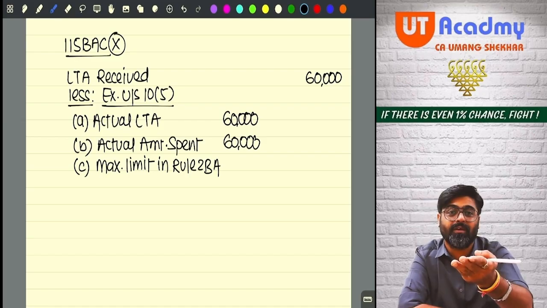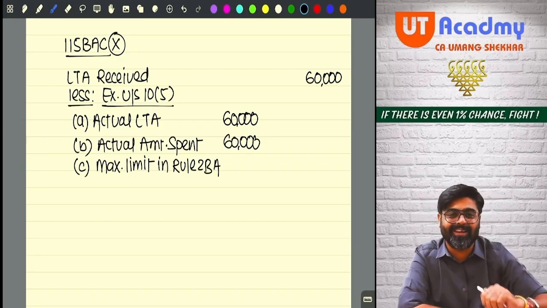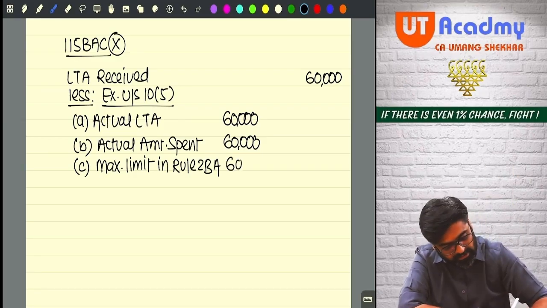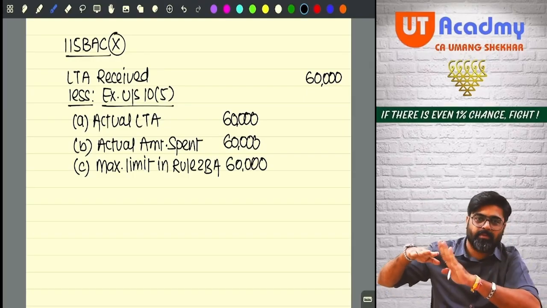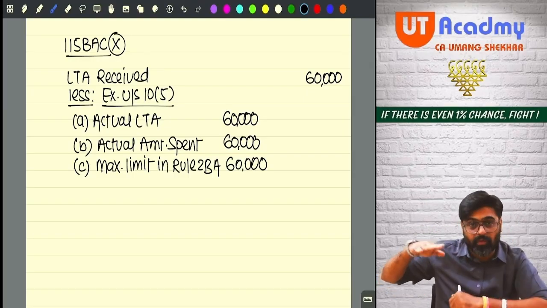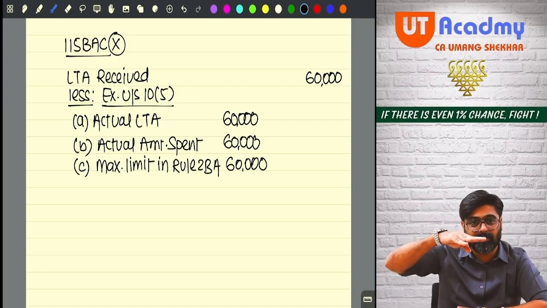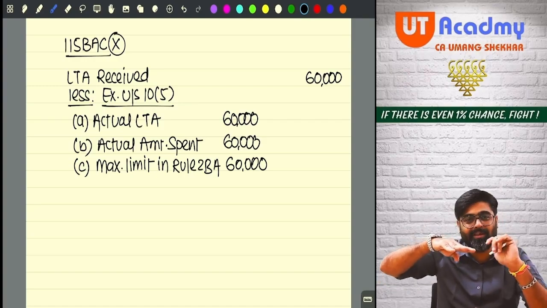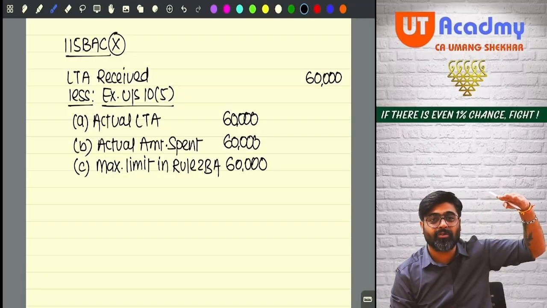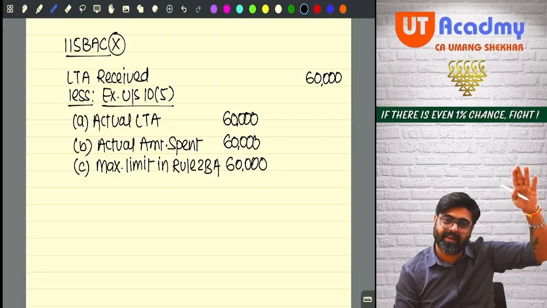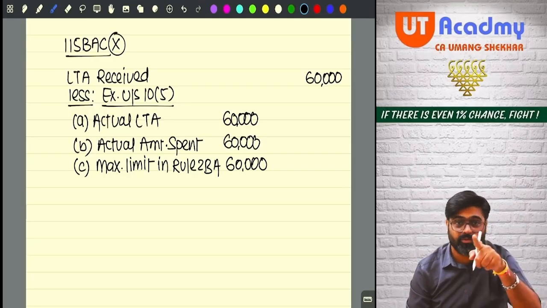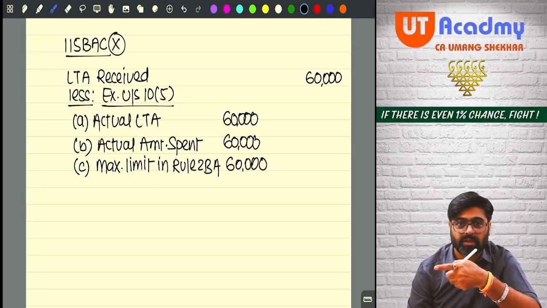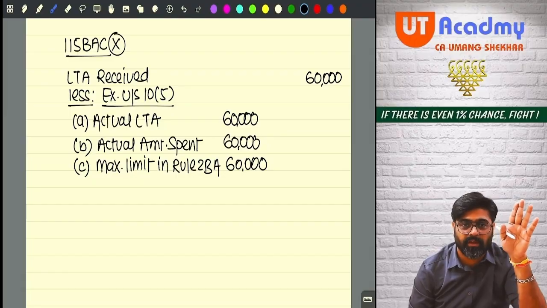And which they are getting as what? LTA. So the economy class airfare is also 60,000. So the economy class airfare was 60 only, the maximum limit. Which they spent, the actual spending is 60 only. And which they got as LTA also. So the amount received as LTA, every amount is 60 only. But these amounts can be different in this question. Luckily all the amounts are the same.